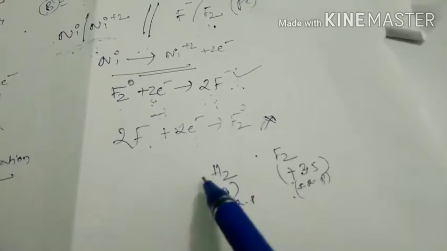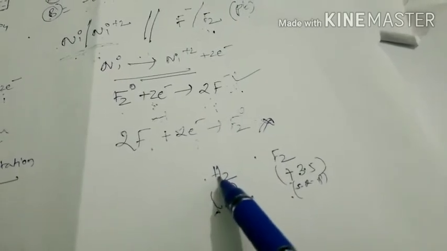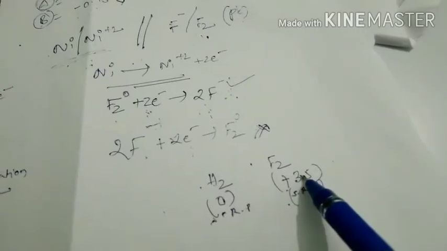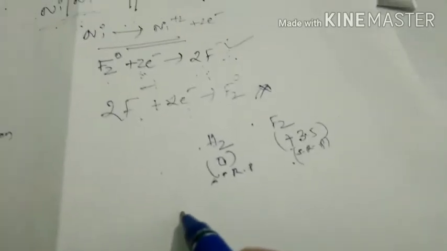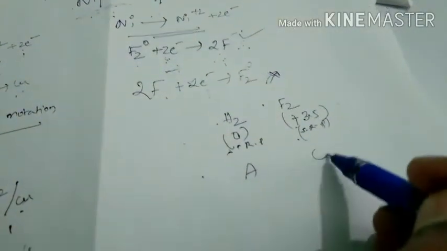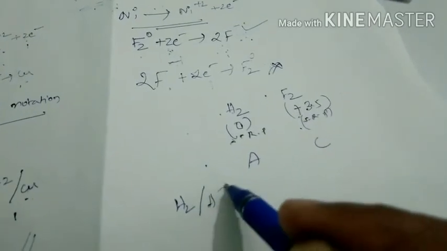So the point is, which among these two has the lower SRP value? Hydrogen has the lower SRP value. Automatically this part should be connected as anode and this part as cathode, because here the SRP value is more. While writing the cell representation, first what? Elemental form, ionic form at the anode side. So this is anode, this is cathode. So elemental form, H2 / H plus.